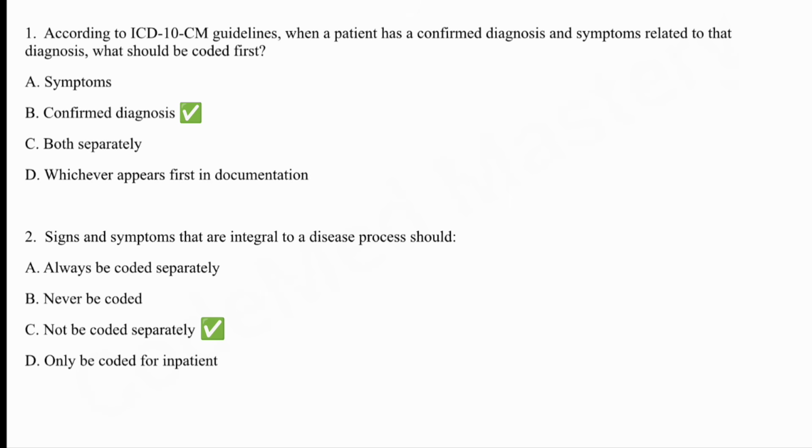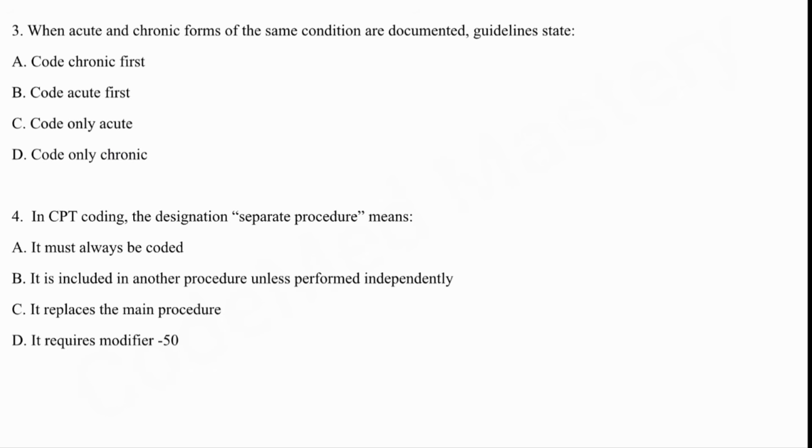Okay, next question. When acute and chronic forms of the same condition are documented, guidelines state option A, code chronic first. Option B, code acute first. Option C, code only acute. Option D, code only chronic.